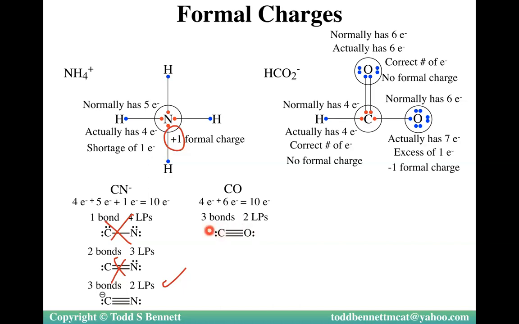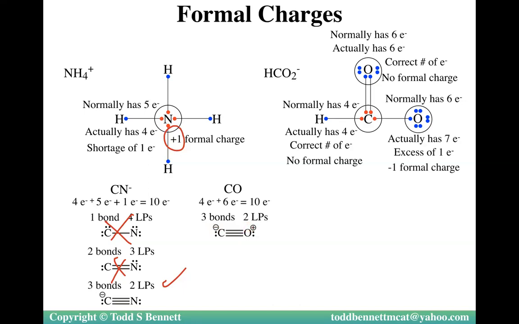Carbon normally has 4, so this has an extra electron, so it's going to be negative. Oxygen normally has 6, 1, 2, 3, 4, 5, so it only has 5 in the structure. So it's short one, so positive, meaning you would get a negative on the carbon and a positive charge on the oxygen. It looks highly unstable.